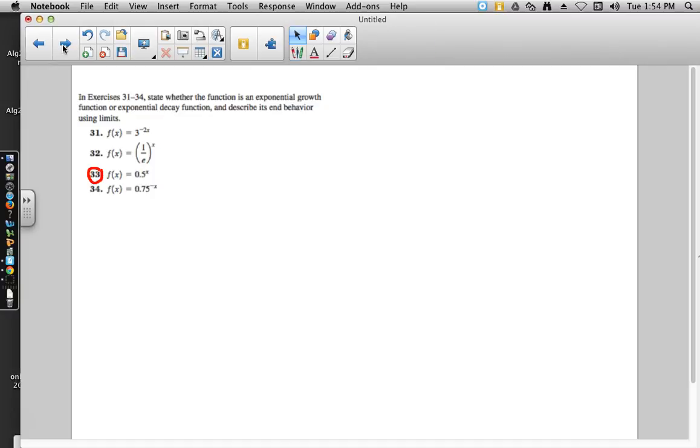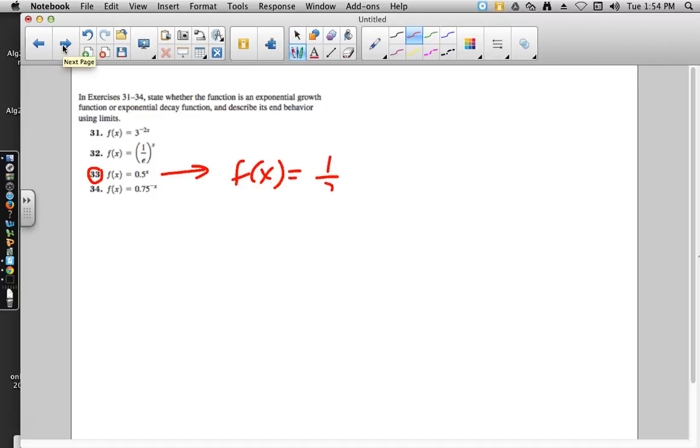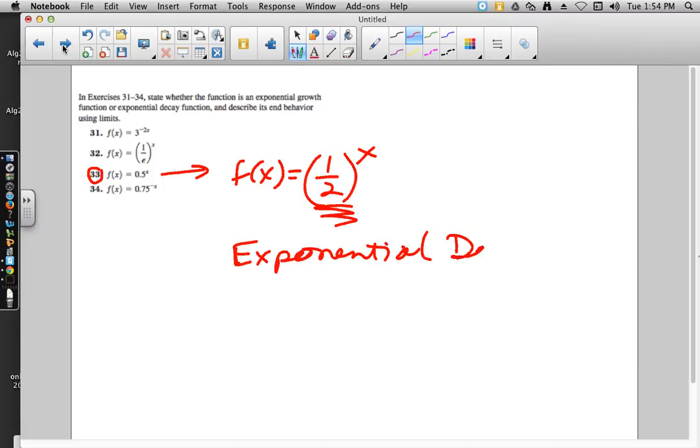Then, number 33, state whether the function is an exponential growth function or exponential decay function and describe its end behavior using limits. So with 33, they're putting that decimal there to kind of mess with us. We have 0.5 to the x, which is 1/2. It's 5/10. So 1/2 to the x, this is a fraction between 0 and 1, so this is exponential decay. And that means it's going to look like this. Now, we don't have any transformations taking place here, so basically it is its own parent function.